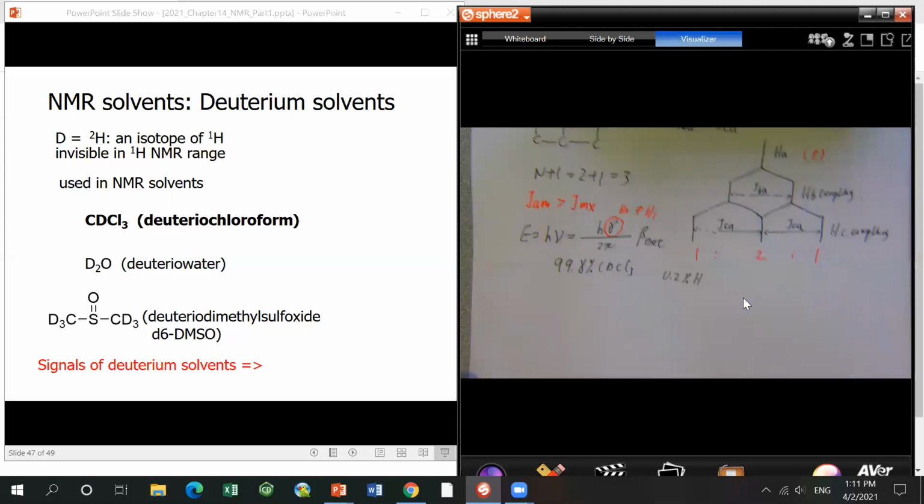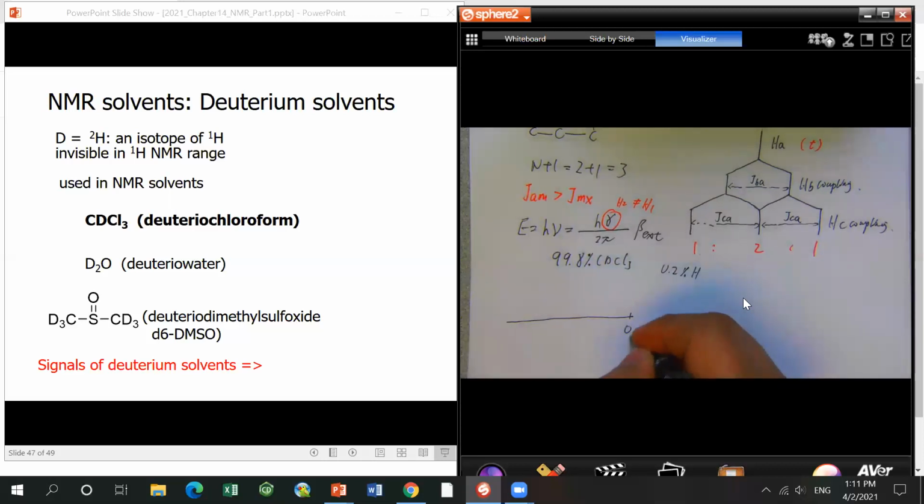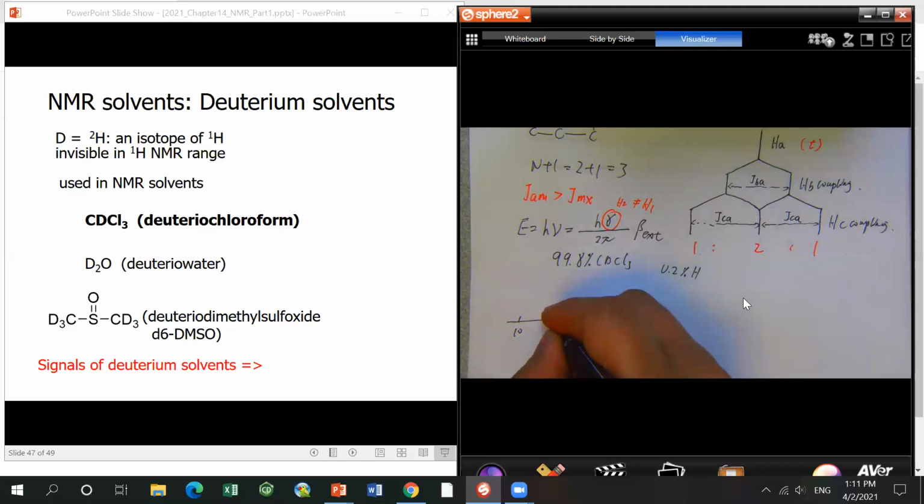So when you record proton NMR, quite often you see something like this. That's 0 ppm, and here maybe 10 ppm. And then there's some kind of peak, a small peak at about 7.28 ppm.